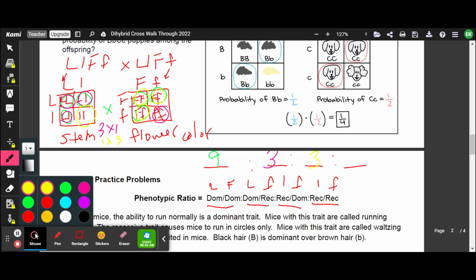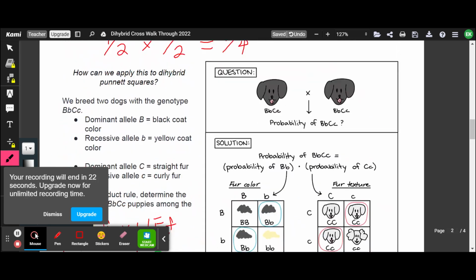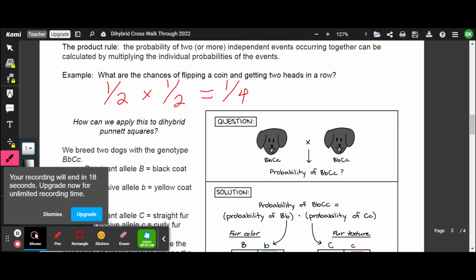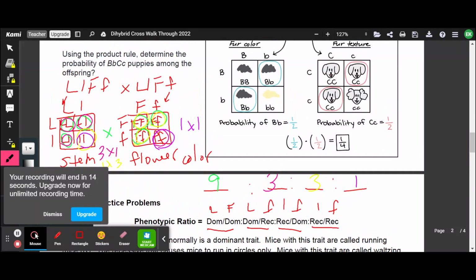And lastly, we're talking about short stem and white flower. So recessive for everything. And it looks like we just have 1 here and 1 here. So 1 times 1 gives me 1. So the phenotype ratio for this cross is 9 to 3 to 3 to 1, just as we saw when we did the full dihybrid cross with all 16. Try these for the problems on the second page.